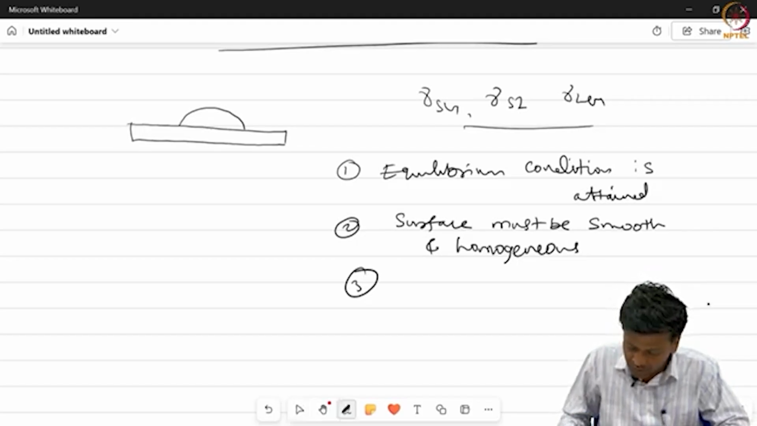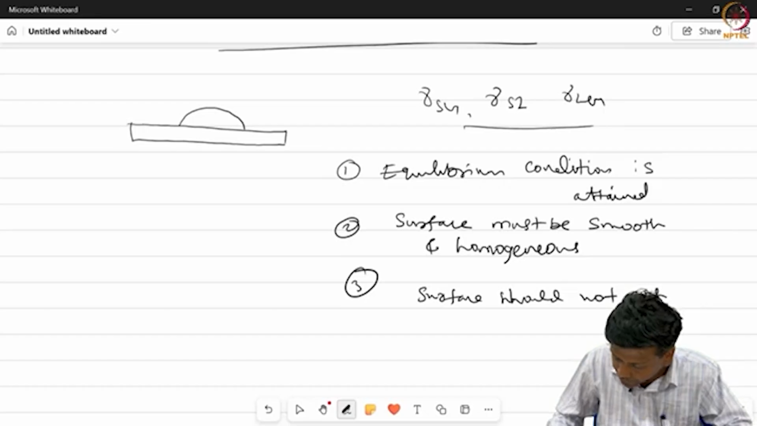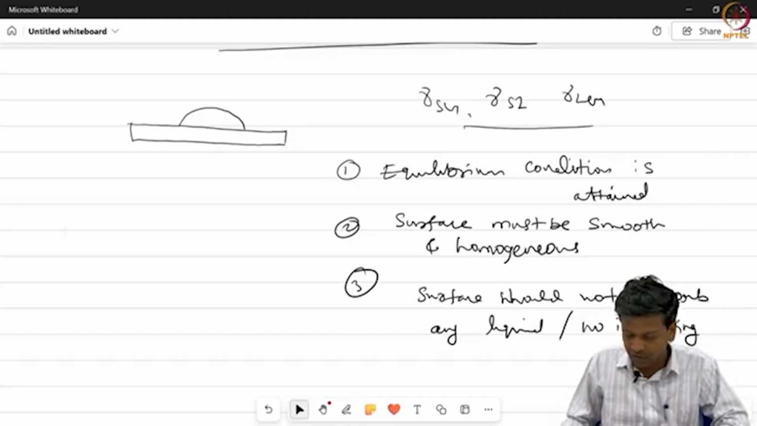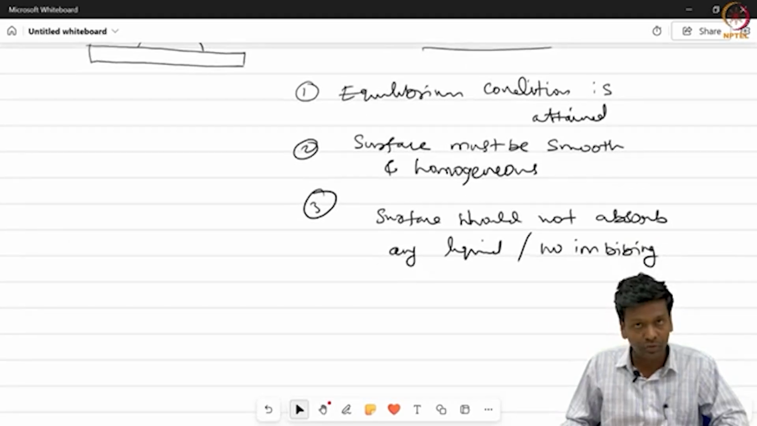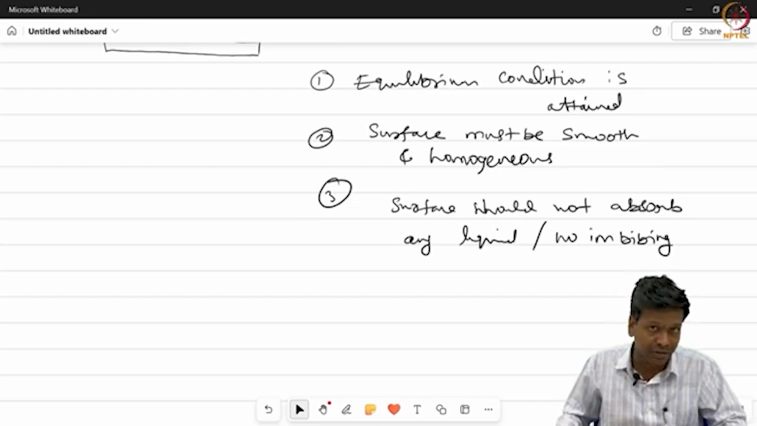And the third one is no imbibing, or the surface should not absorb any liquid, okay? The surface should not absorb any liquid, or there should be no imbibing conditions. Only then can we say that this equation can be used, with all these conditions met.